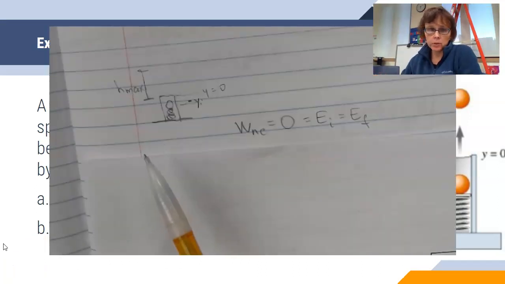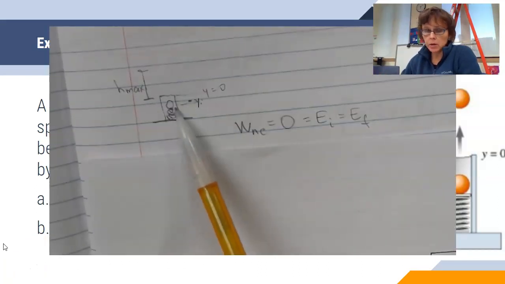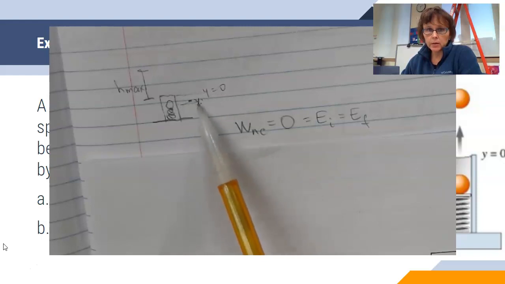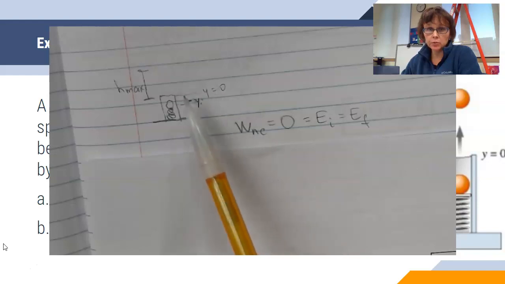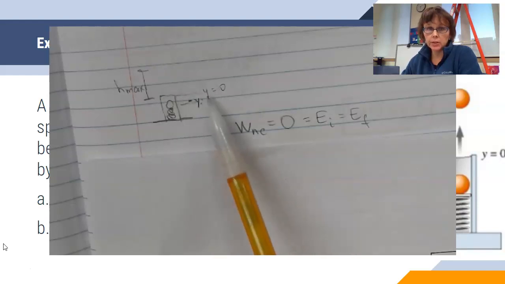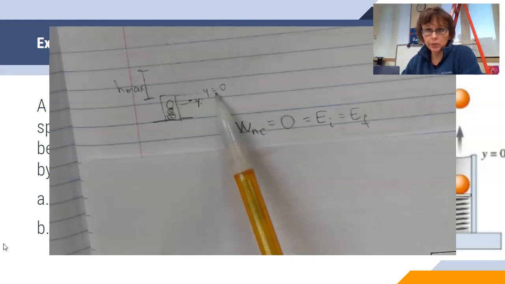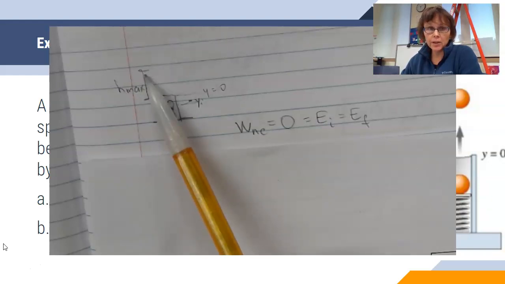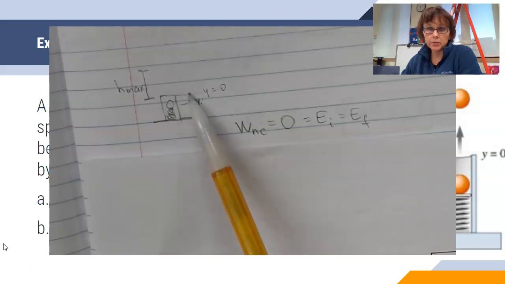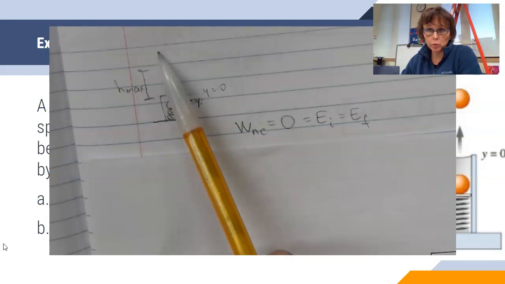So let's look at our sketch here. Here's the spring compressed. Y initial is the vertical distance from the equilibrium position. This is the equilibrium position right here, which is the reference point for the gravitational potential energy. And that is the H max that we need to find. What's the maximum height above the reference point that the ball will go?